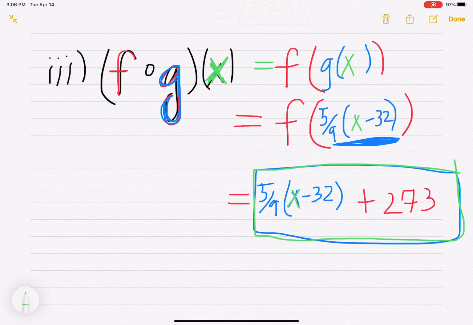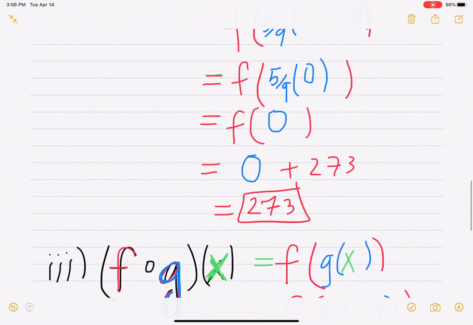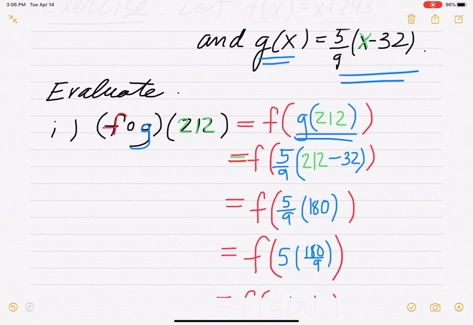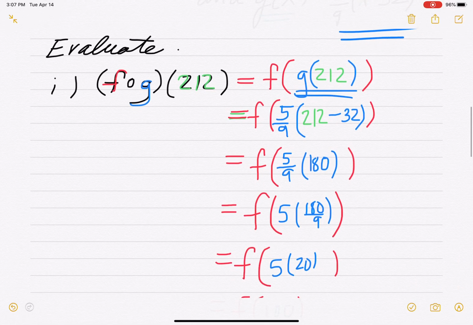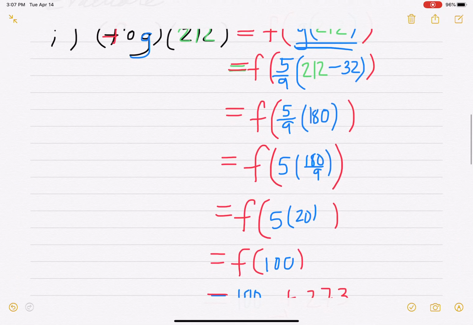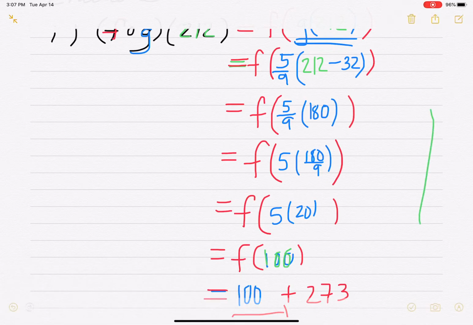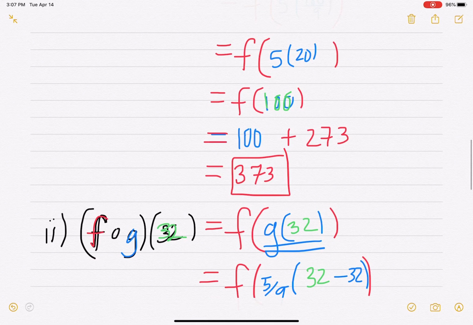So maybe you would have noticed what was happening here with these numbers. Pay attention, right? When 212 was input here, 212 got converted to, notice, 100. And then 100 got converted to 373. There it goes, 373.